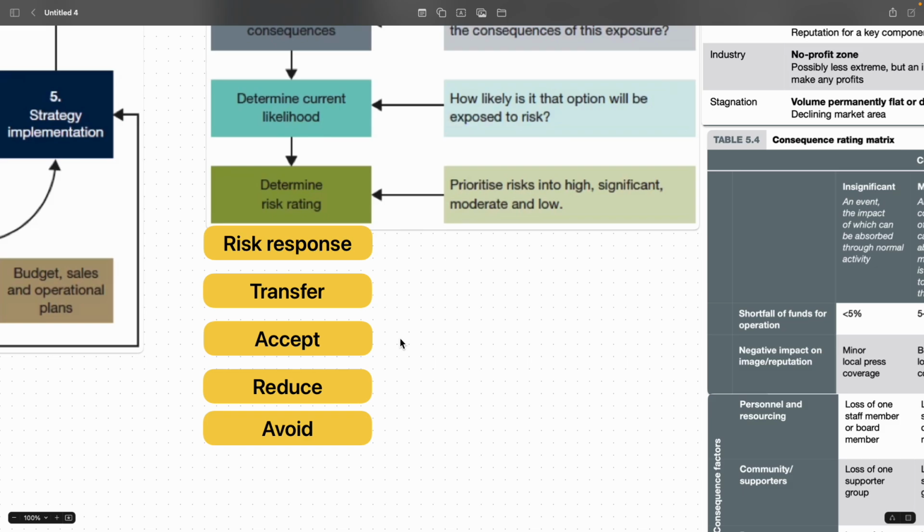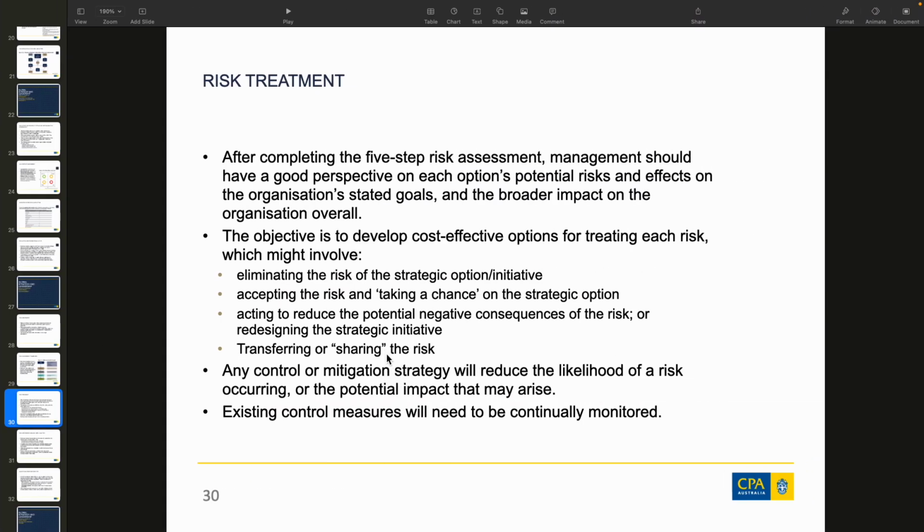Buy insurance, transfer to somebody to take the impact and consequences. Accept means okay, this one I accept this risk. If it happens, it happens. Reduce means take action to reduce the impact or take action to reduce the likelihood. Avoid means don't do it. Are we okay in this part? That's basically the risk response: transfer or share the risk, act to reduce potential consequences or redesign the strategic initiative, accept the risk, take a chance, and eliminate the risk, avoid the risk. Are we okay in this part?